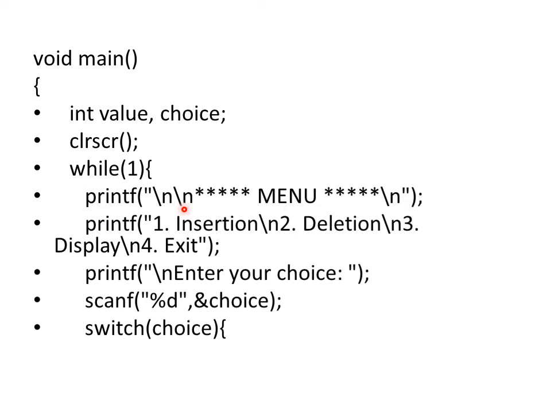I am printing a function menu. I am taking 4 options: insertion, deletion, display and exit. Next, I am entering your choice. That is, I am requesting which choice you want, that means whether you want to insert, delete or display. This choice should be entered by the user. I am scanning that one. I am using a switch statement to operate these four values.